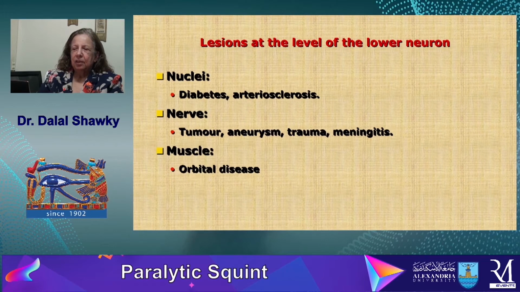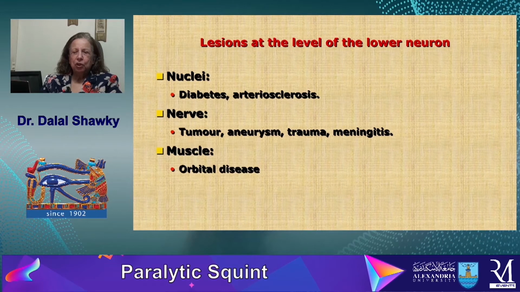Lesions that lead to paralytic squint are always at the level of the lower motor neuron, that is from the nuclei and to the nerve and to the muscle. From the nuclei means the nucleus of the 3rd, 4th or 6th cranial nerve.